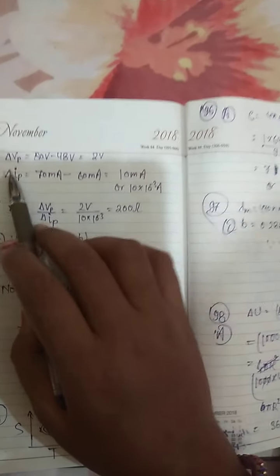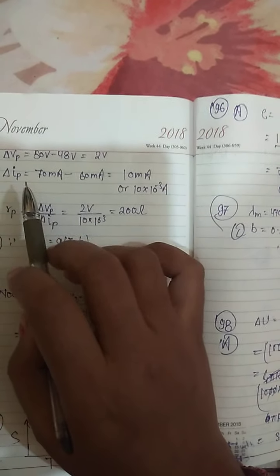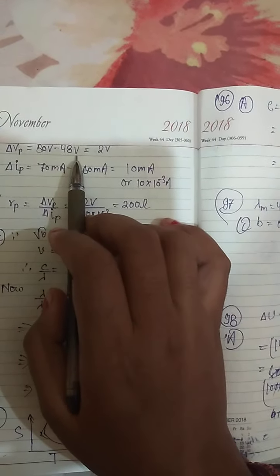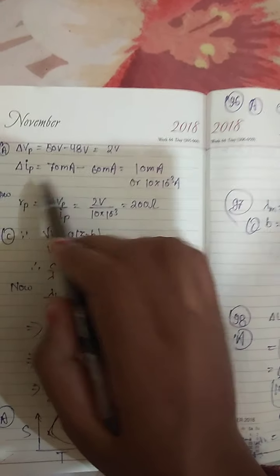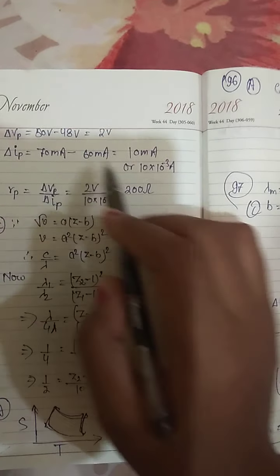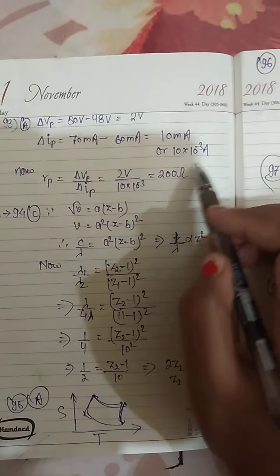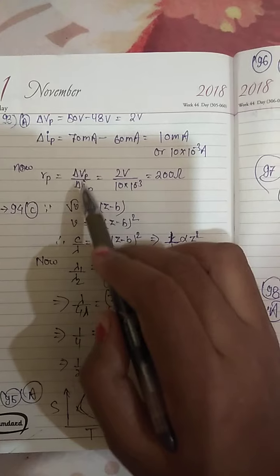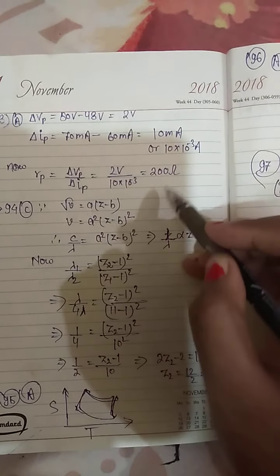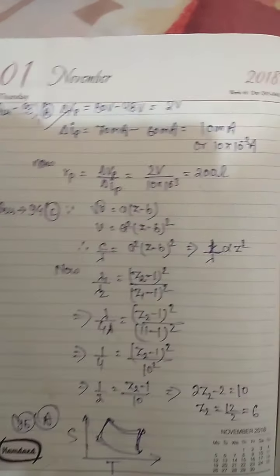So as we know, firstly we have to find the change in voltage applied through the plate. So 50 volt minus 48 volt is 2 volt, and del IP, the change in current, we are getting 10 milliampere. So convert it into ampere, 10 into 10 to the power minus 3 ampere, and RP is del Vp upon del IP. So finally the answer will be 200 ohm. So the correct option for question number 93 is A.